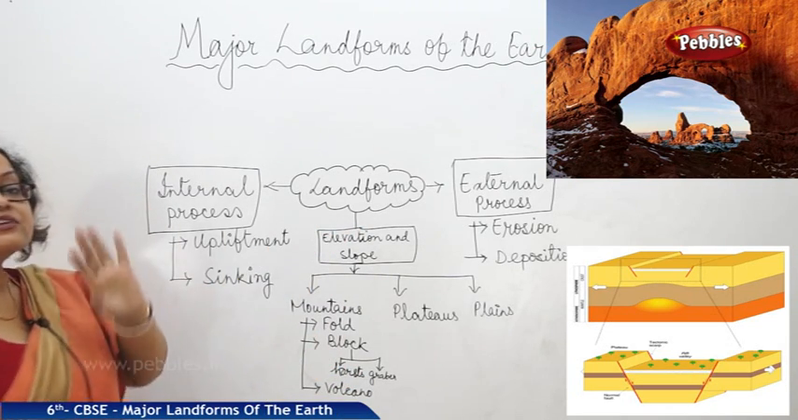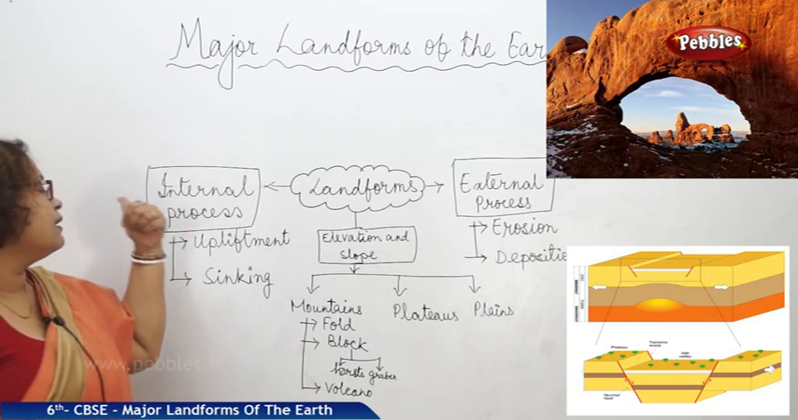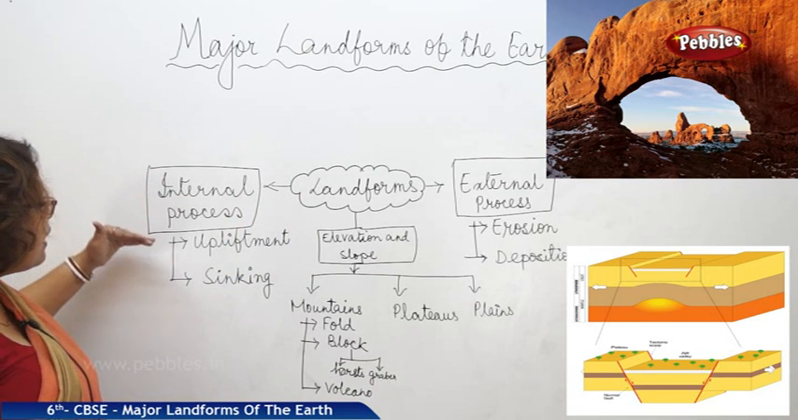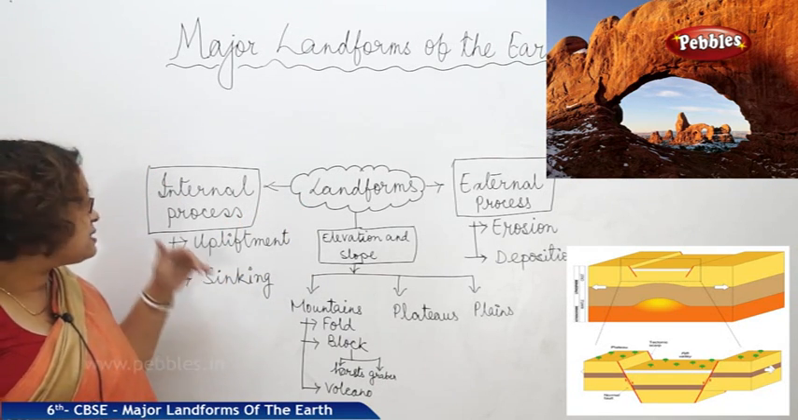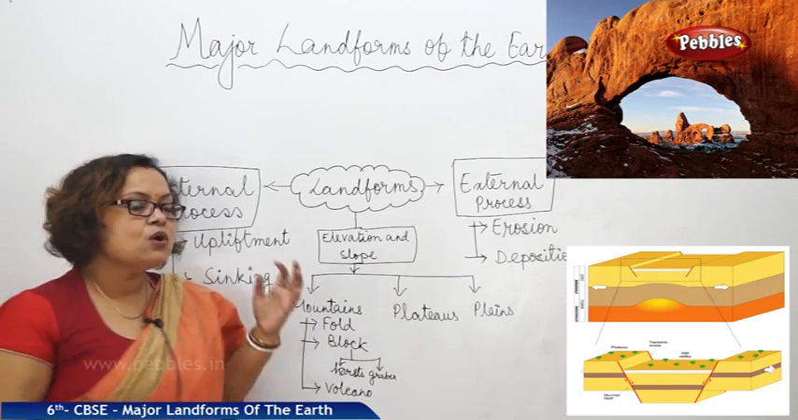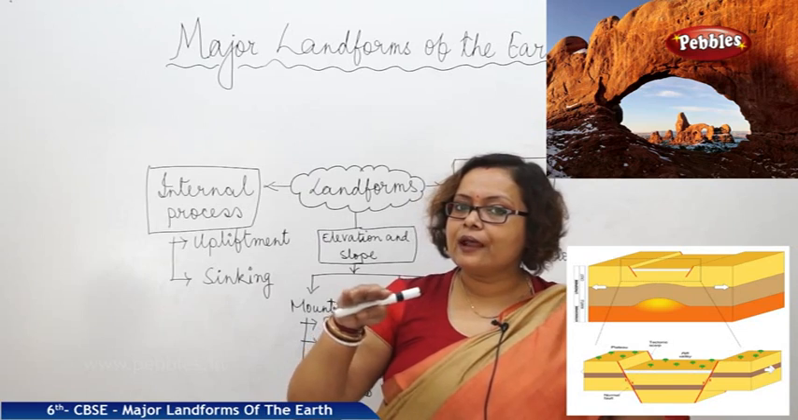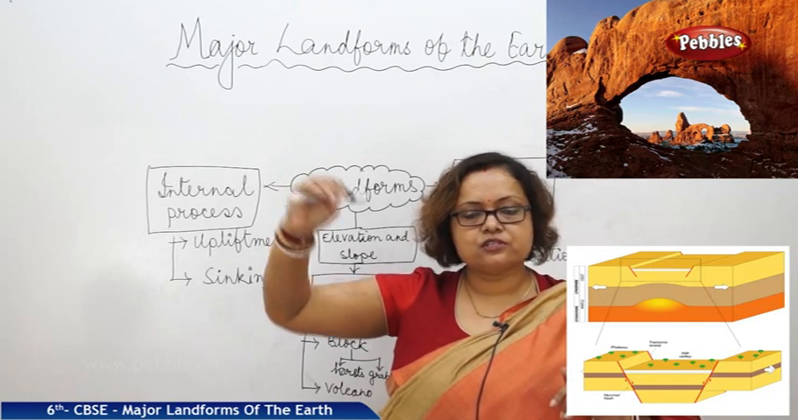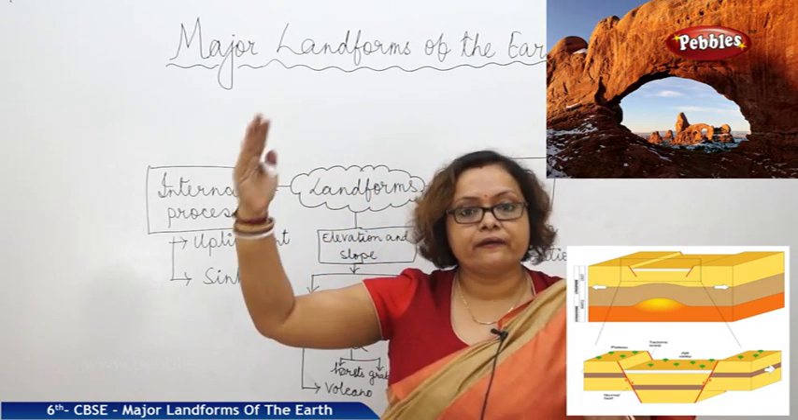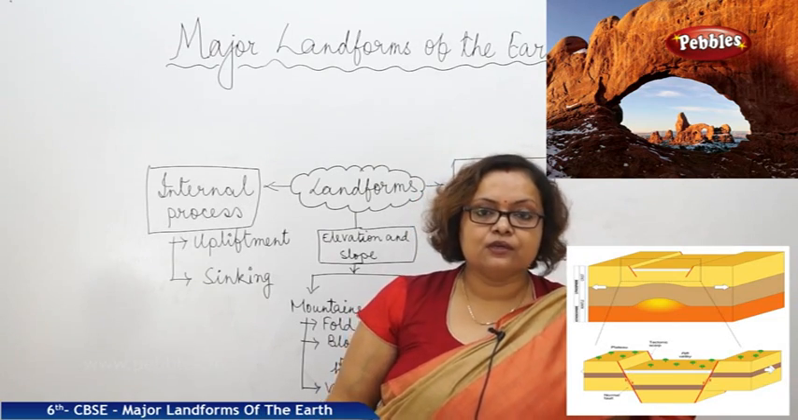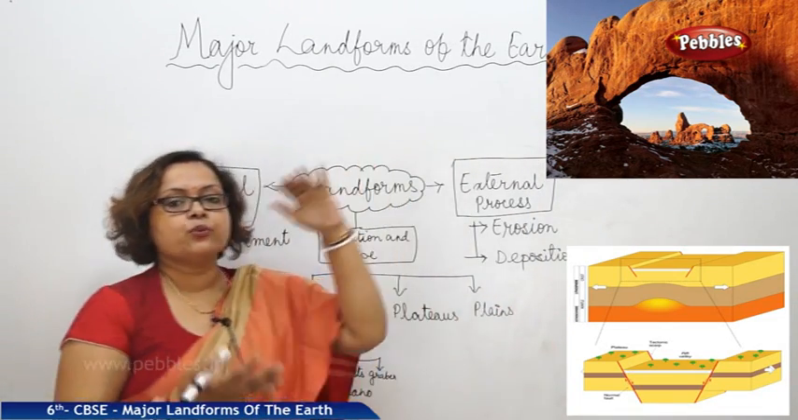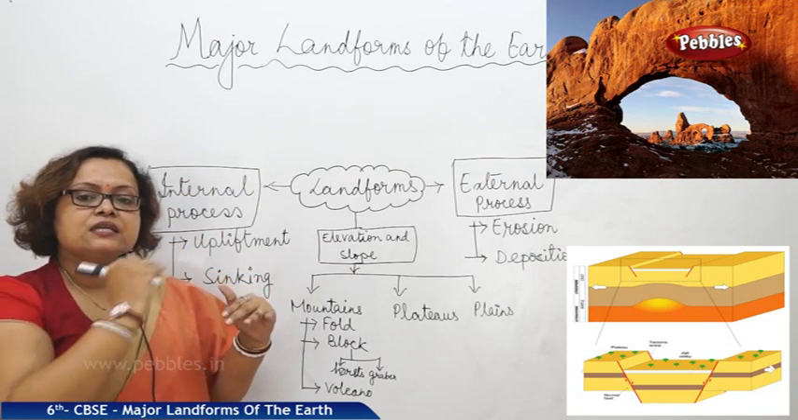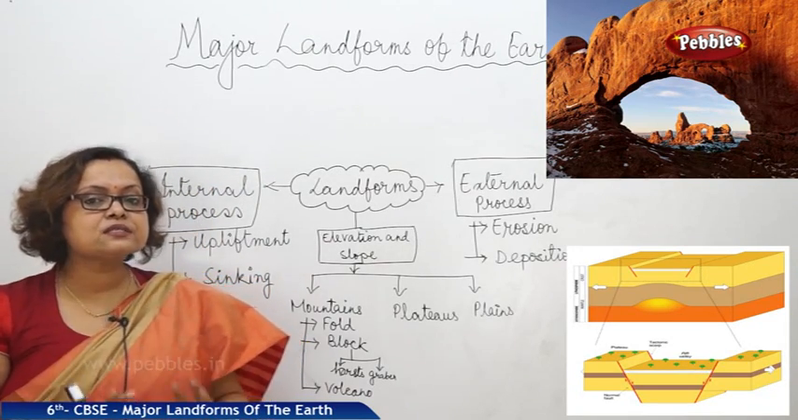They are the result of majorly two processes: internal process and external process. Internal process is either upliftment or sinking. What is upliftment? Upliftment means when, for some reason, a part of a landform goes up. When you are visiting a place on the plateaus or in the mountains, you will feel that the place is much higher than the plains you are leaving. This is called upliftment, when a part of the landform is uplifted. It is due to some of the internal processes we will discuss.